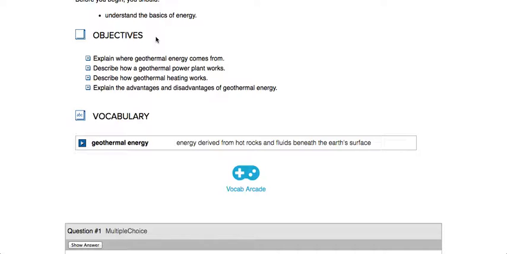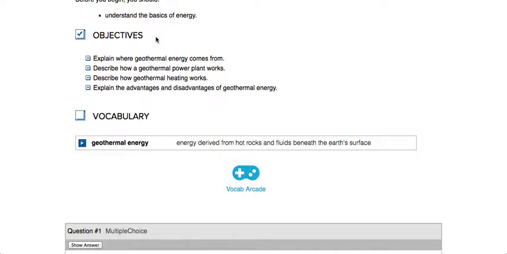In addition to that, many homes and even some businesses use geothermal heat pumps to heat and cool their homes. It's not used for electricity, but rather exploits the differences between the surface temperature and the underground temperatures to essentially heat or cool a house, which is really cool.